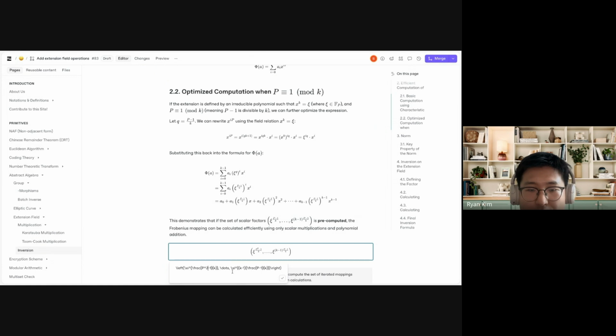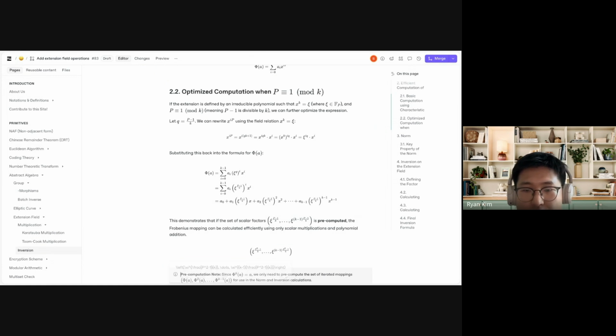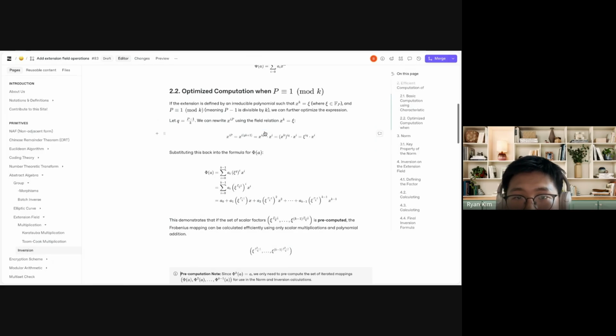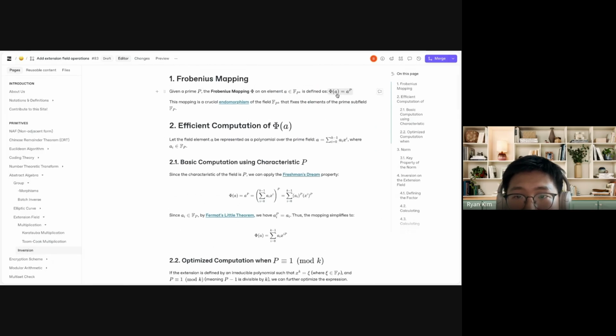Okay. The second one is something like p to the square. This is the coefficient needed for phi square. Because if you remember, what the Frobenius mapping does is it powers a to the p. So if you do it 2 times, it will become a to the p square. If you do it 3 times, it will become a to the p to the 3.